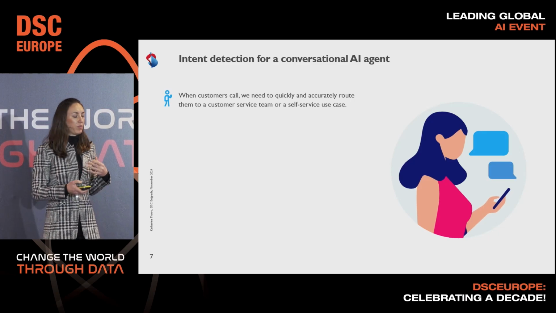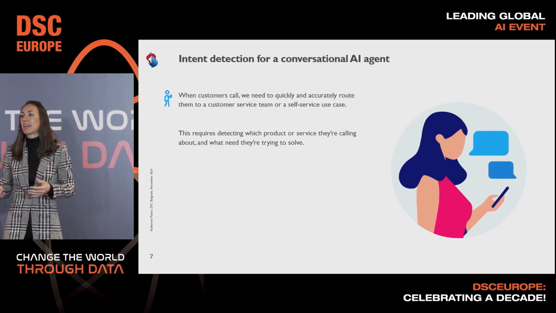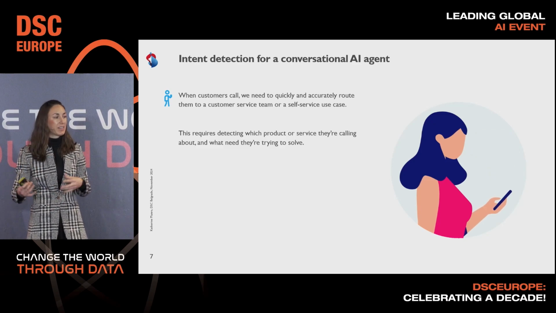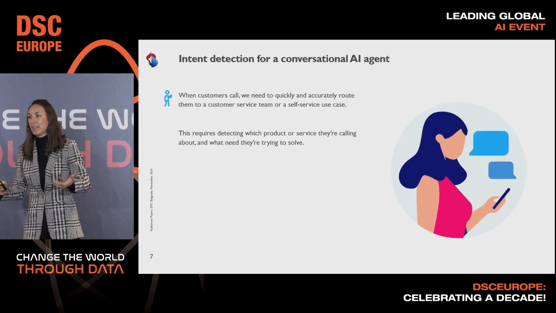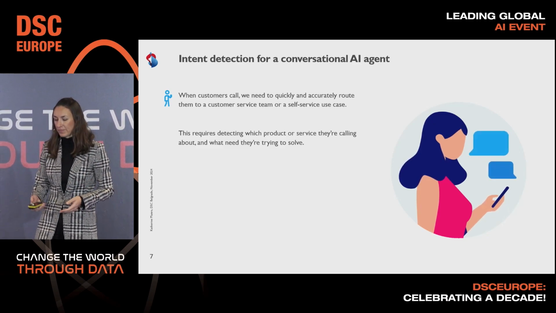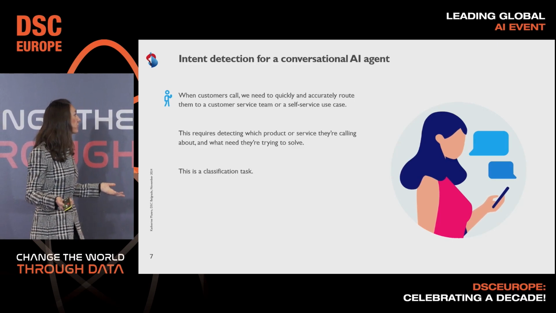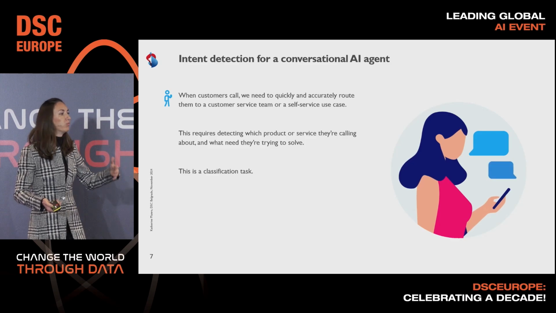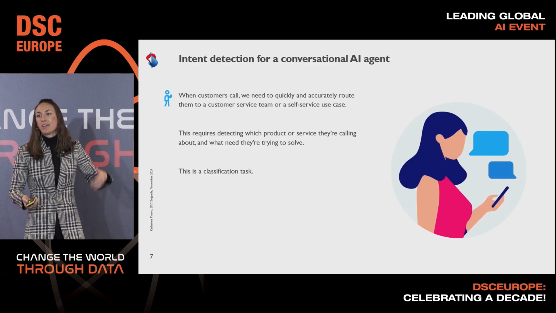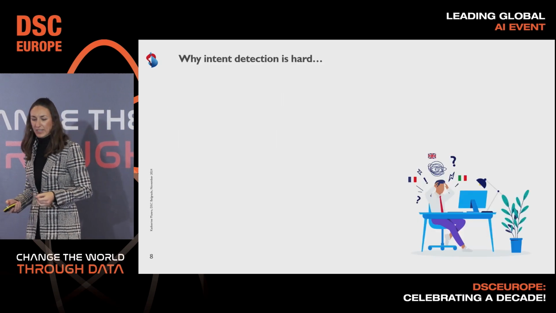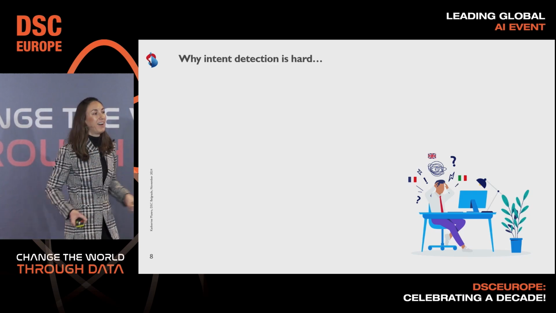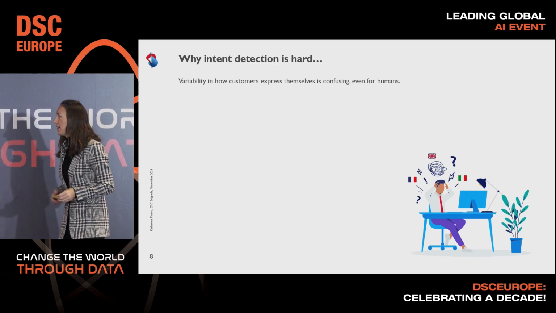And so that requires detecting which product or service the customer is calling about, say internet or mobile, and what do they actually need to get done, what's their problem. And of course, that's a classification task. So our current system has machine learning models and then some rule-based logic and things like this to handle that final target routing. Now, this is a fascinating problem because it's hard, and I like the big, juicy, hard problems.